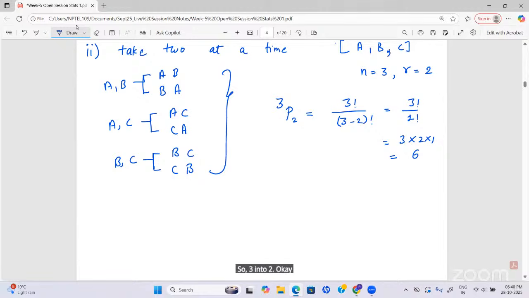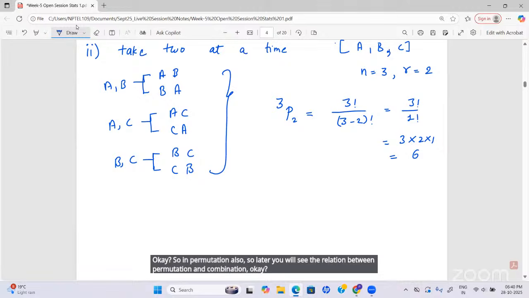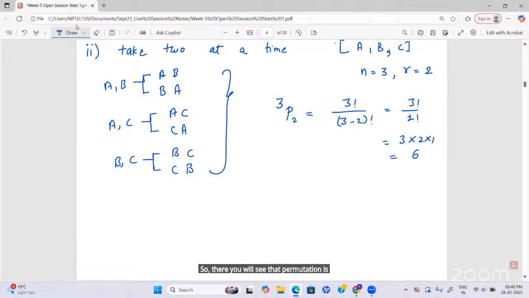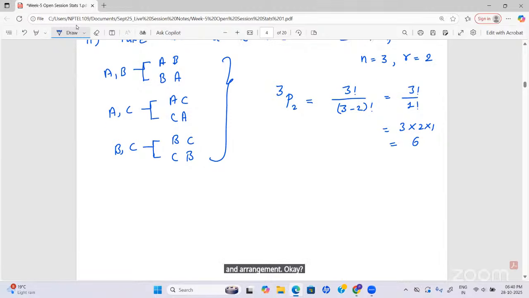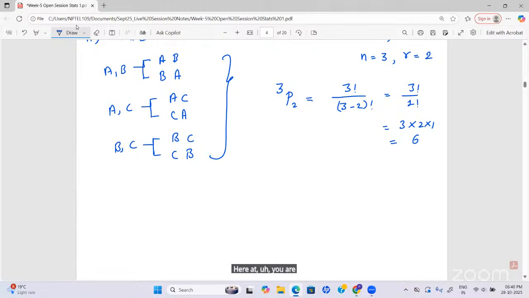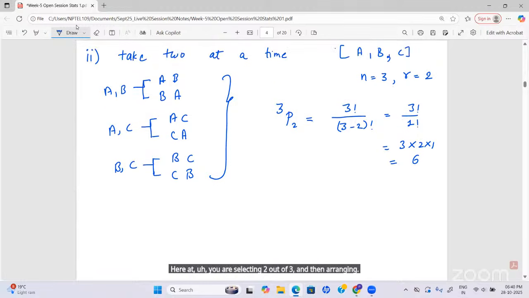Okay. So in permutation also, later you will see the relation between permutation and combination. There you will see that permutation is actually equal to selection and arrangement. Ma'am, here you are selecting 2 out of 3 and then arranging, right? Yes. So you can see that first we have selected 2 items, and then we have arranged it.